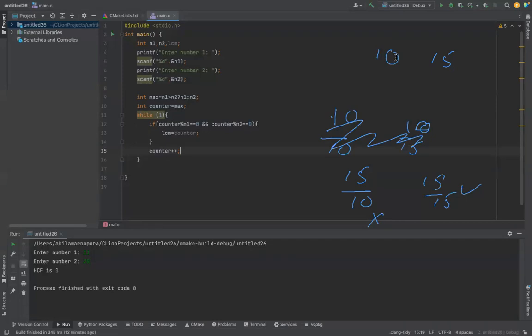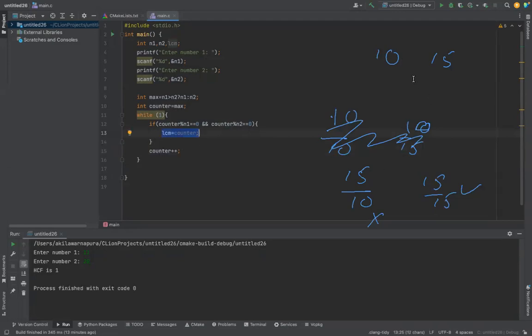16. Check whether 16 can be divided by 10. No. Then 17. Can 17 be divided by 10 and 15? No. Then 18. Likewise, you can go one by one. Once this counter variable comes to 30, 30 can be divided by 10. Yes, 30 can be divided by 15. Then LCM is 30.